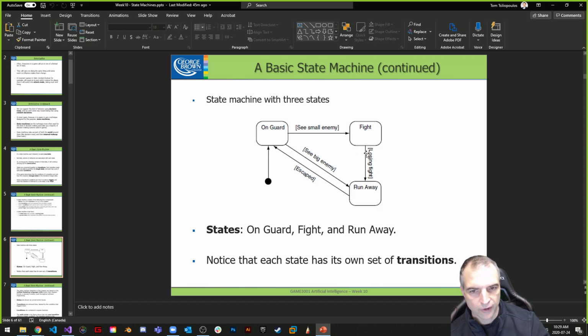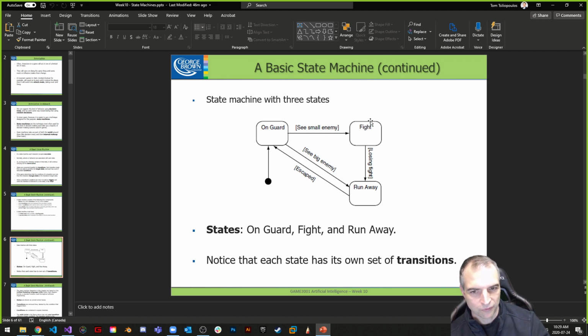If I'm losing the fight, that can also be a condition that triggers the transition between fighting and running away. Okay, so there are 2 ways to get to the running away state. Notice that there's only one way to get back to the guard state in this little state machine. You can't get there from fighting, right? You have to go through running away, and then when you've escaped, you can get back to being on guard.